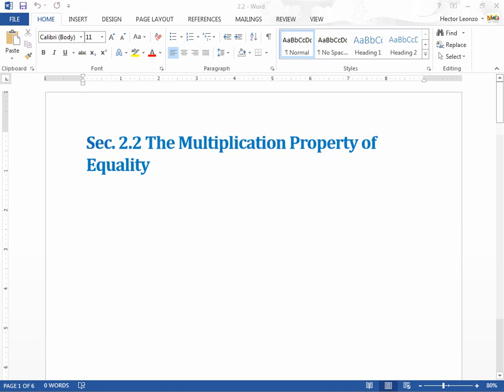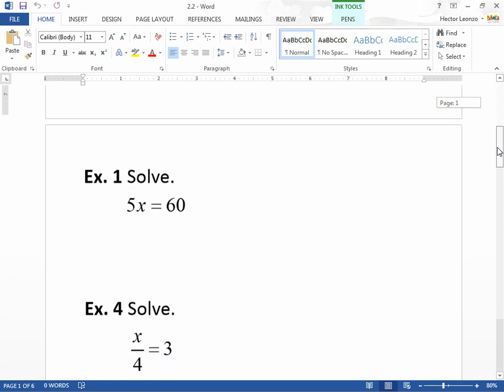In 2.1 we were dealing with addition. Now in 2.2 we're going to be dealing with multiplication. The multiplication property of equality means whatever you multiply or divide on one side of the equal sign, you must do it to the other side.